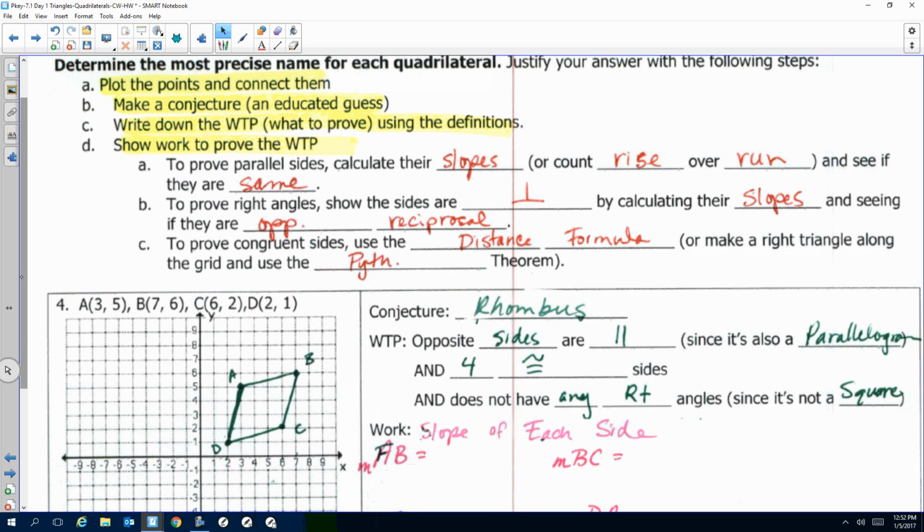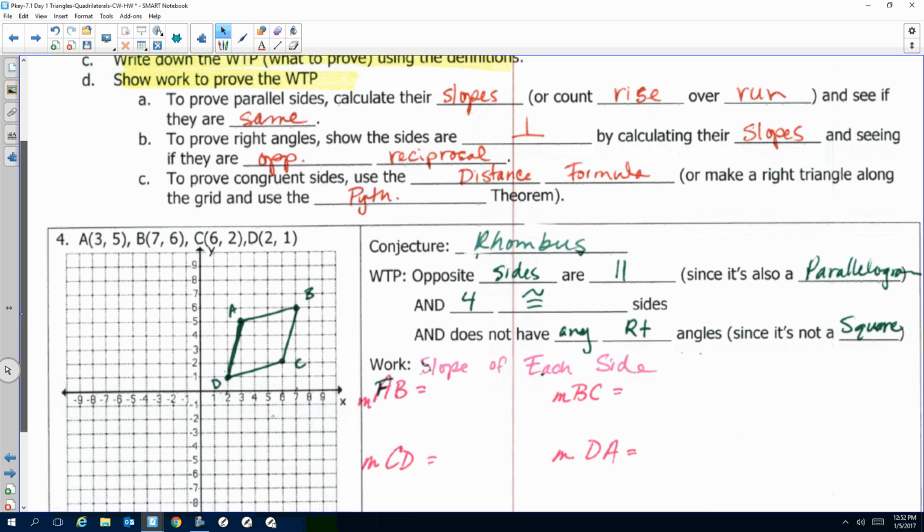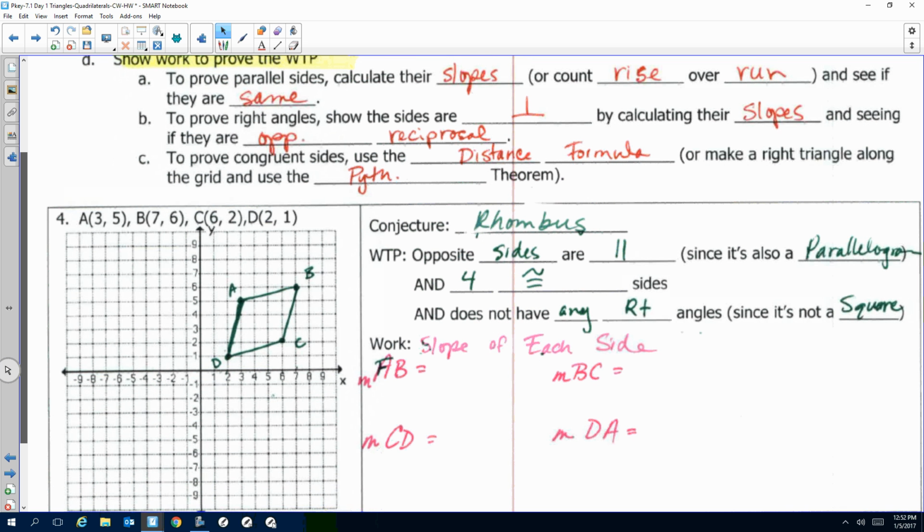So on the partial key, I started the problem. I went ahead and graphed them. I looked at it. I said, I think this is a rhombus. That's my conjecture. What am I going to need to prove? I need to prove that opposite sides are parallel, so it's also a parallelogram. And we have 4 congruent sides. And none of them are right. Well, I can physically see none of them are right.